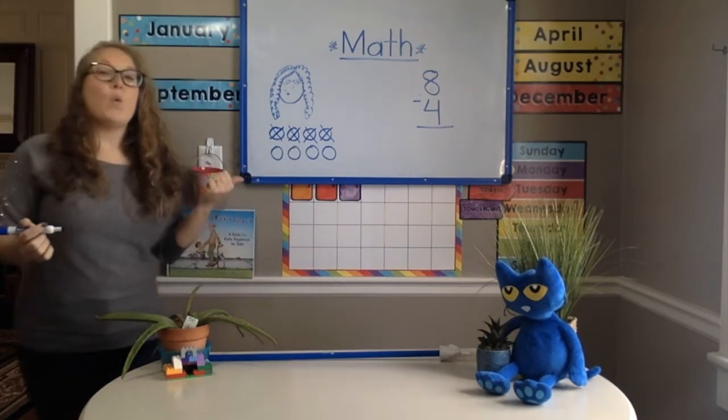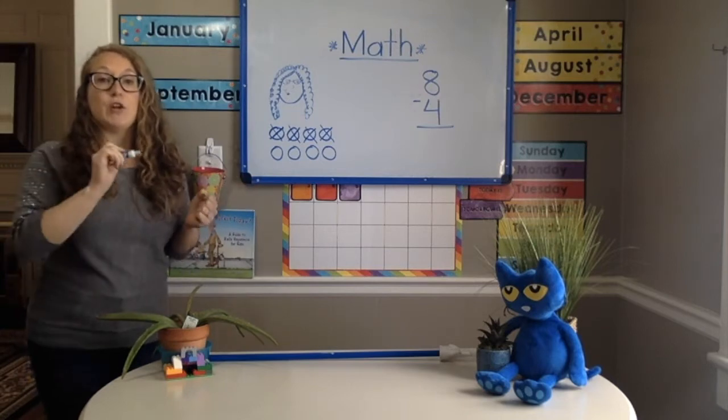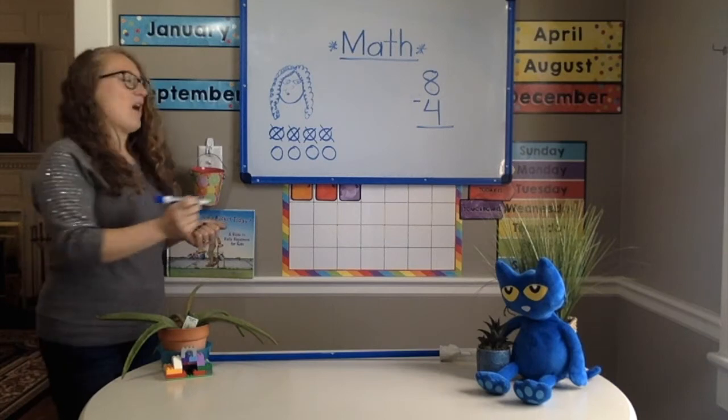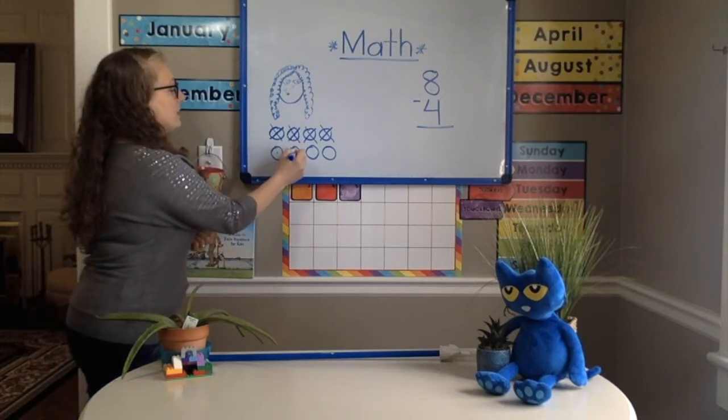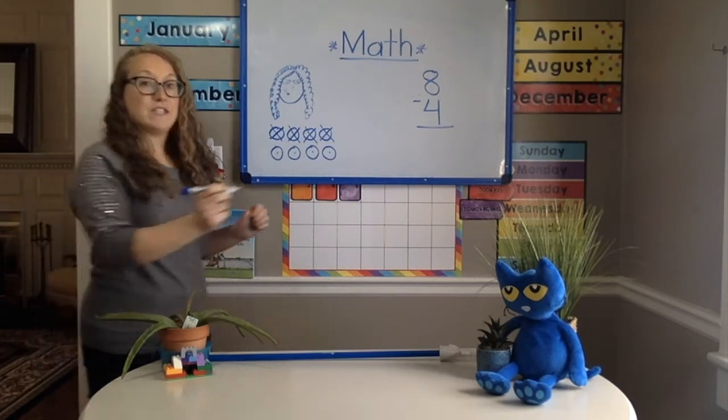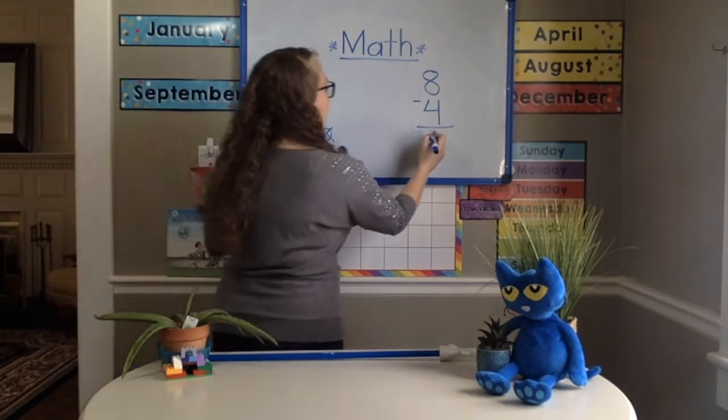Let's count them up. Whenever we count our illustrations, we put a dot on them. That way we know what we've already counted. Here we go. 1, 2, 3, 4. I have 4 left over.